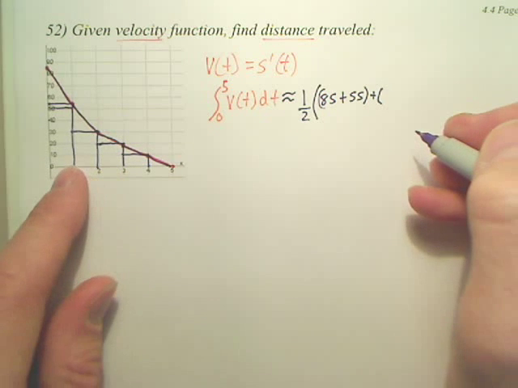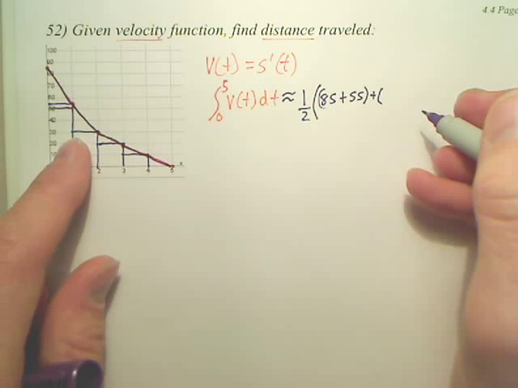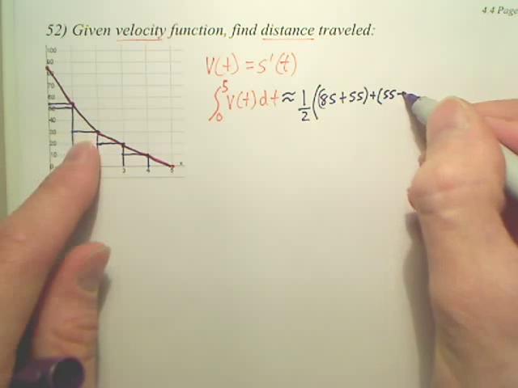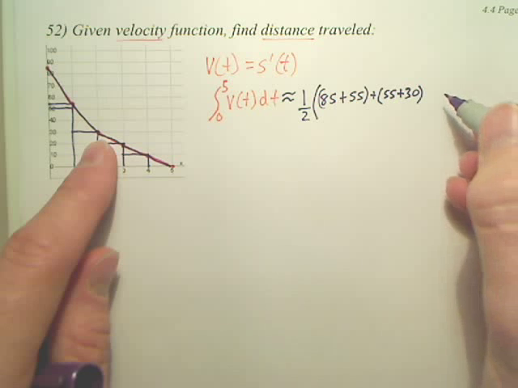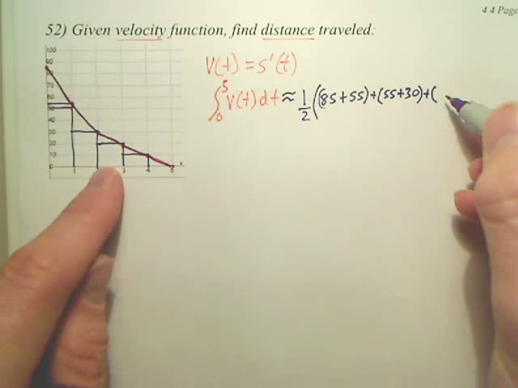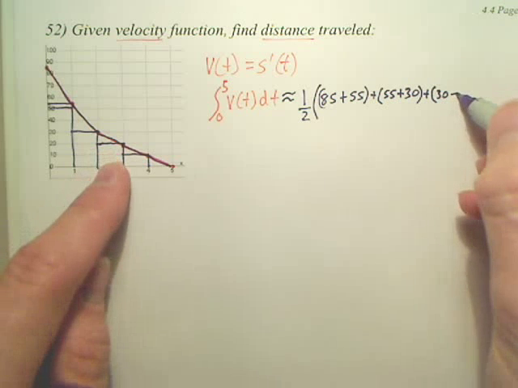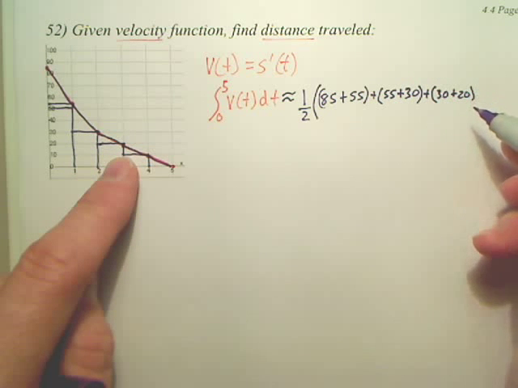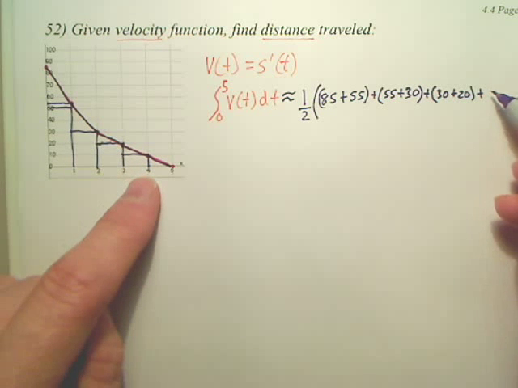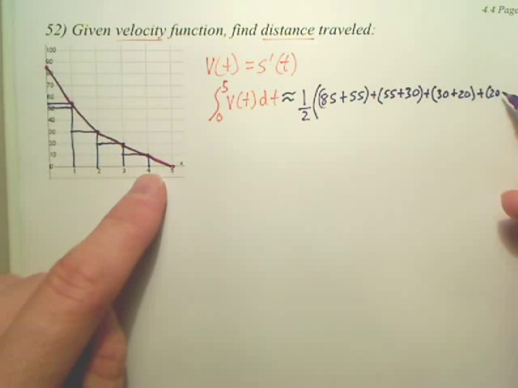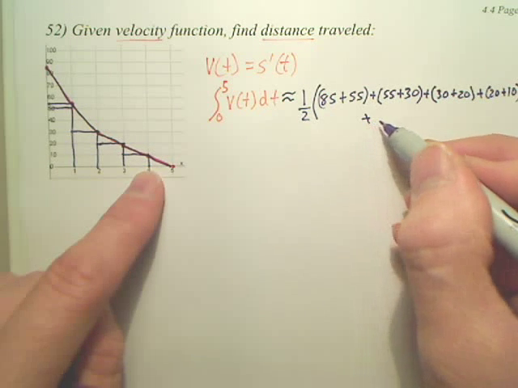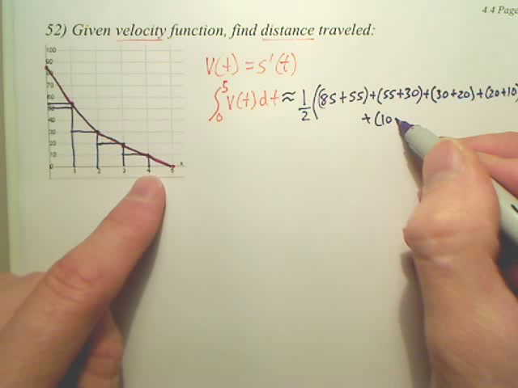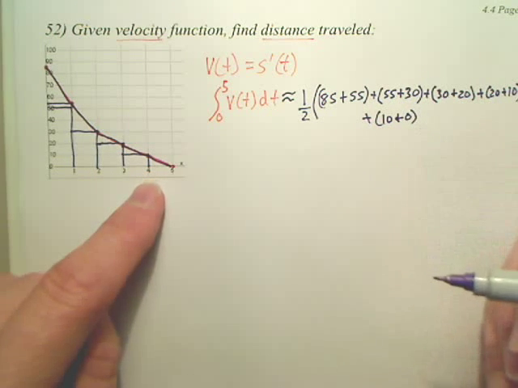Plus, what's the second trapezoid? The second one goes from 55 to 30. And then the next one goes from 30 to 20. And then the next one goes from 20 to 10. And then you go from 10 to 0.